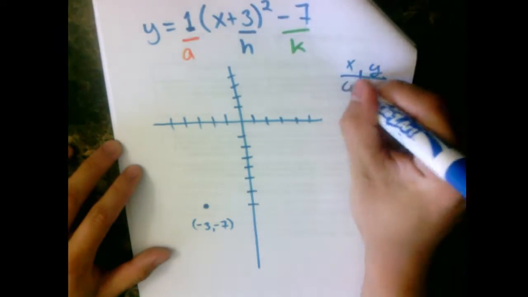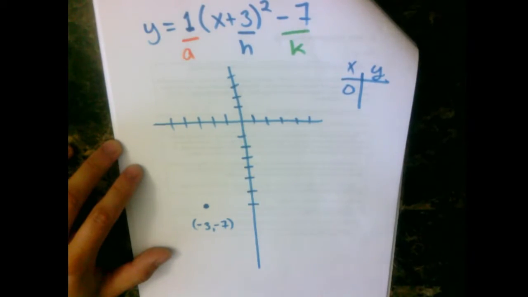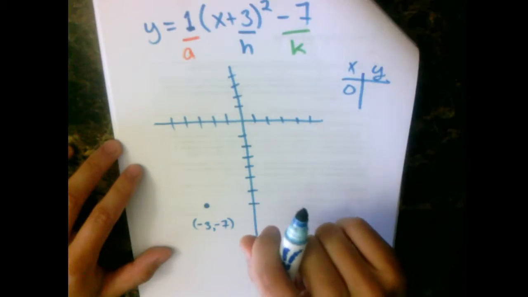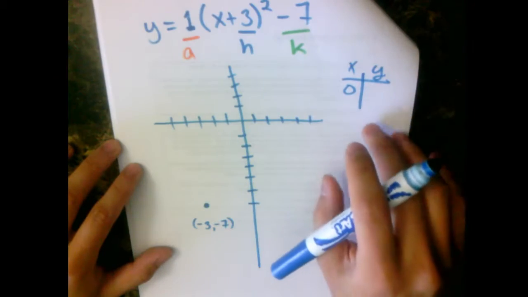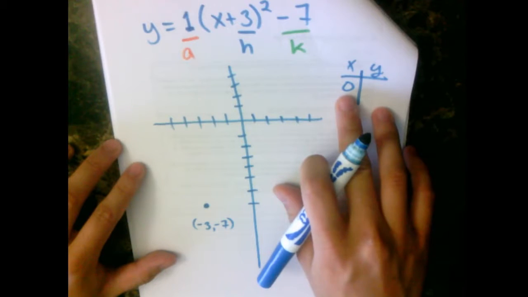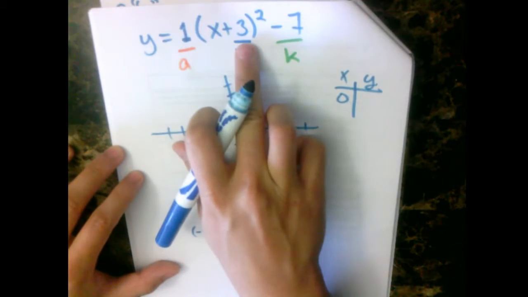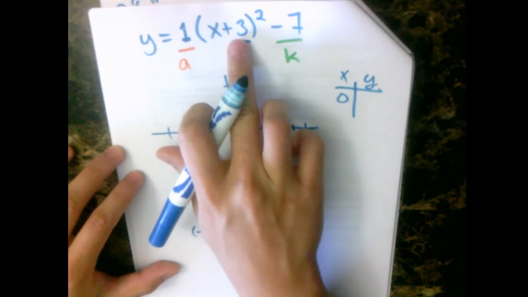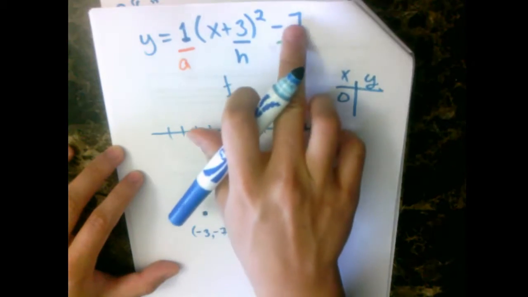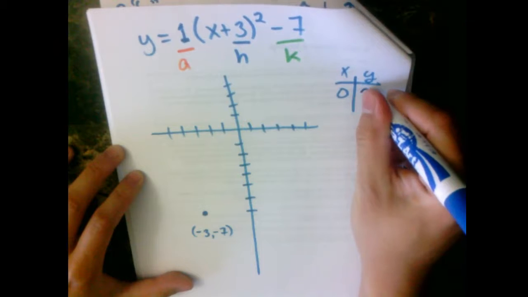Okay, xy table, and just start plugging in some numbers. For example, let's plug in 0 because it won't take very long. I'm actually going to graph like 3 or 4 points on here just so that I can show all the different ways you can get points for this. But let's talk about our 0. So 1 doesn't really matter. What's 0 plus 3? Hopefully you notice that that's 3. 3 squared is 9. 9 minus 7 is 2. So our first point here would be 0, 2.